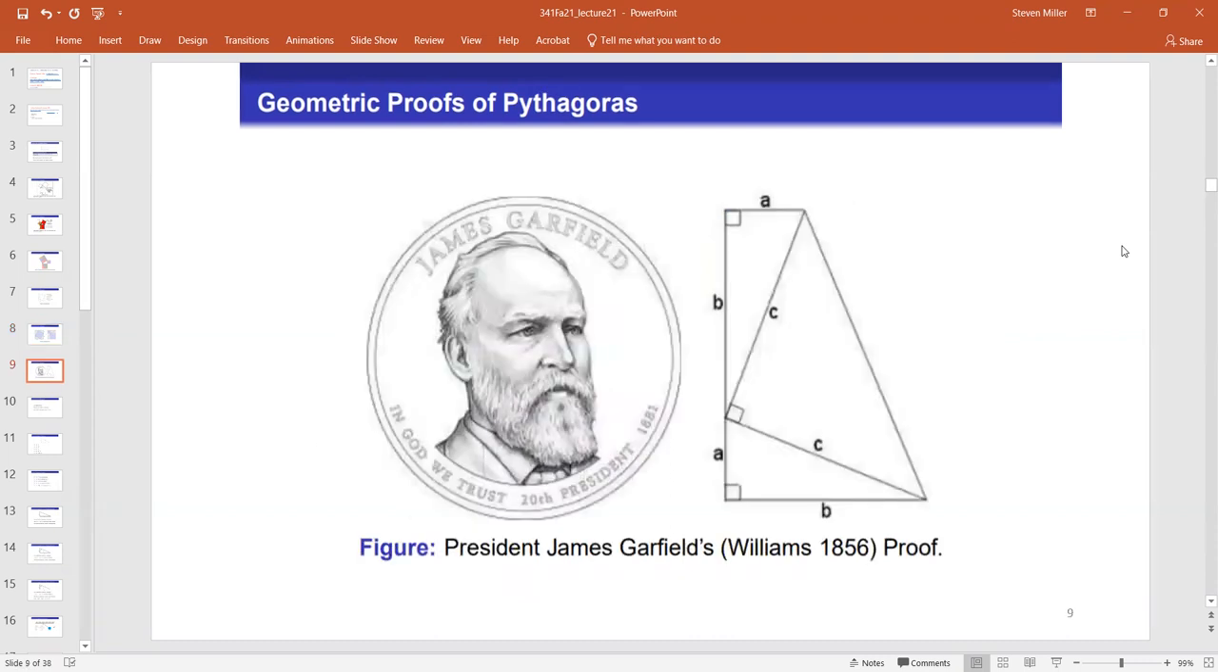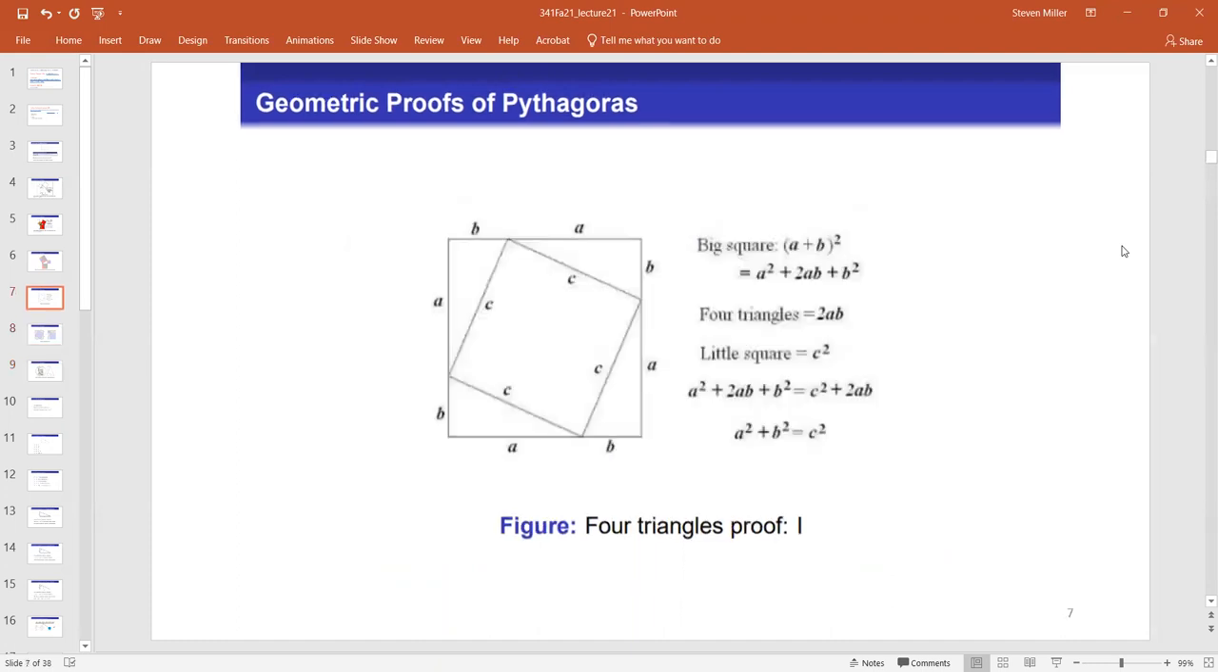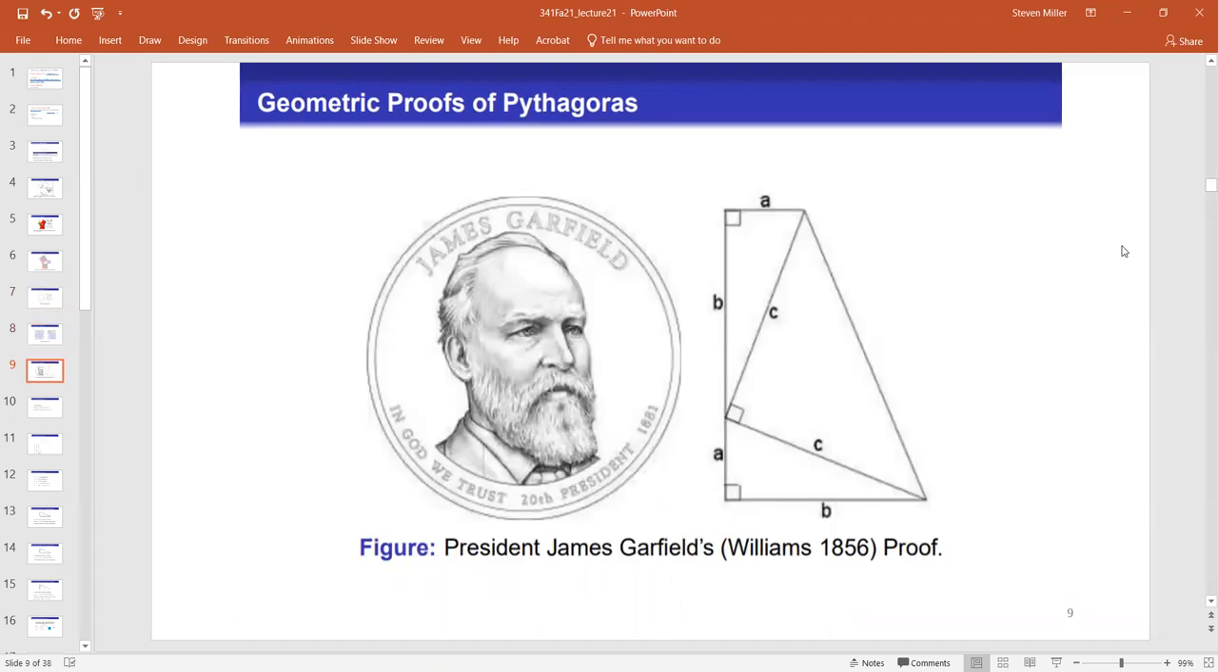Garfield is often famous outside of Williams as being a president of the United States of America, but those of us in the math department know that he should be honored to be credited with a proof of the Pythagorean theorem. You may argue that his proof looks highly derivative of something we've seen earlier, but don't. So he does get credit with a trapezoidal proof of Pythagoras.